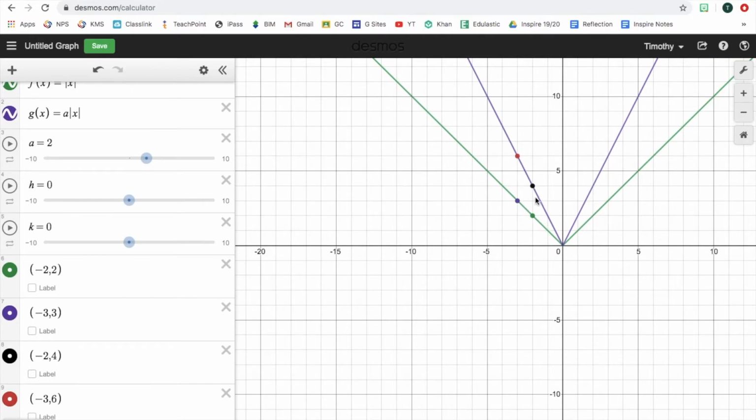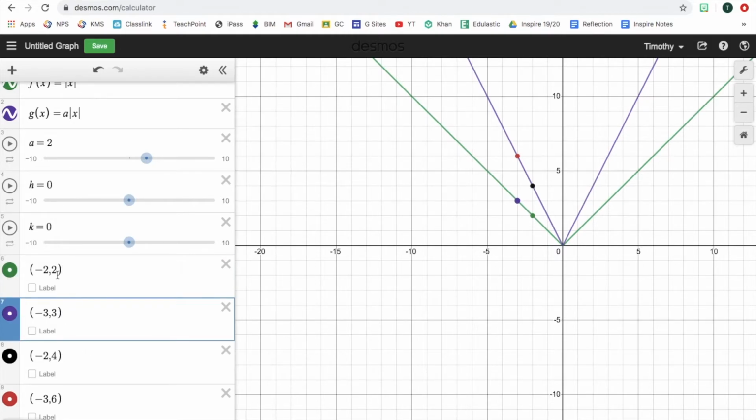So that's what a vertical stretch is, and that's for any value greater than 1 for this coefficient right here. A vertical shrink is the opposite. Now, these are the original points on our original function.